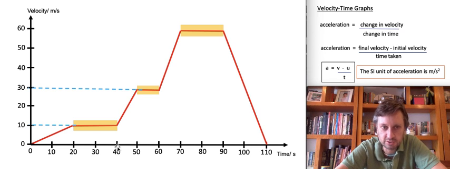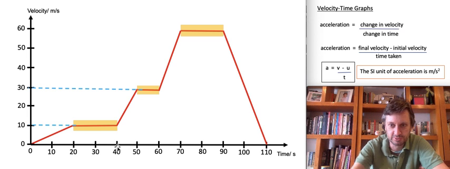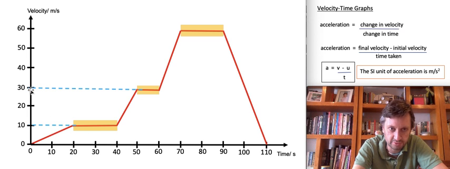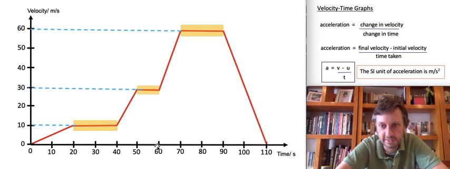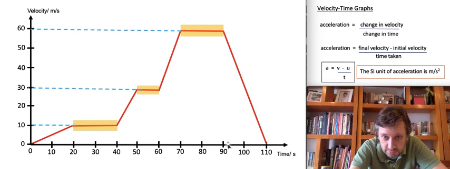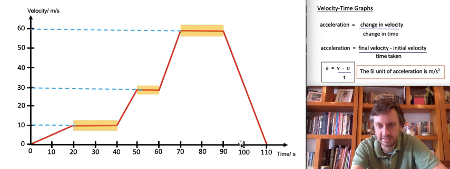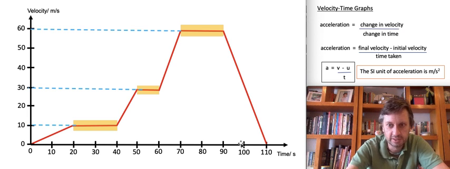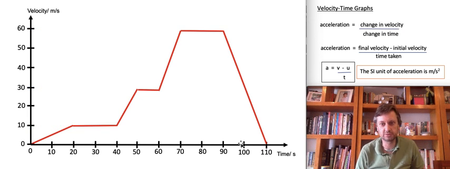This second one is a constant velocity, I shouldn't use them interchangeably, a constant velocity of 30 meters per second for 10 seconds. And the final one is a higher constant velocity of 60 meters per second for, looks like 30 seconds to me. Okay, that's fairly straightforward, as long as you don't confuse it with a distance time graph. Okay, let's look at the other sections now.